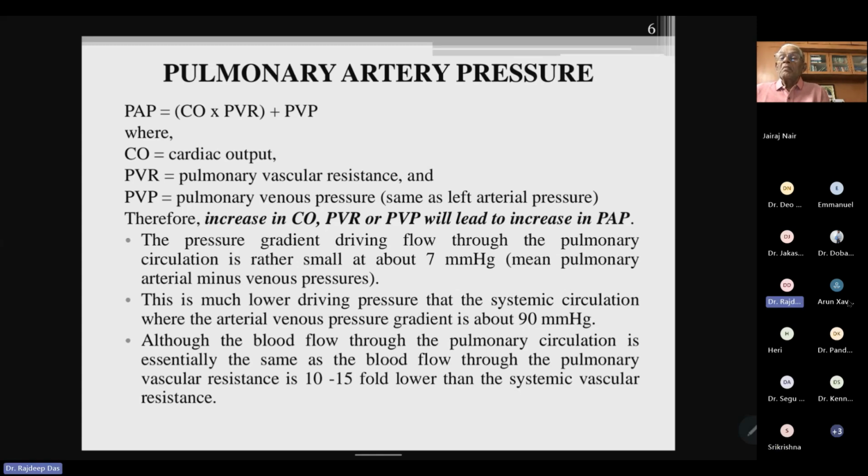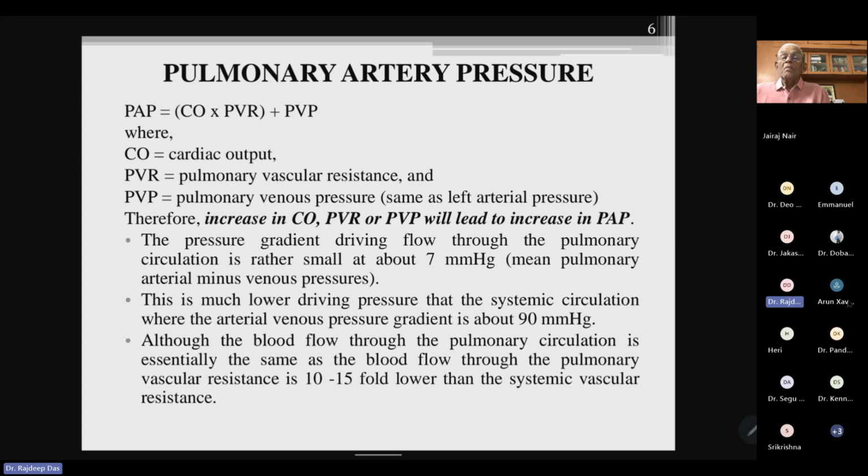The pressure gradient driving flow through the pulmonary circulation is rather small, at only about 7 millimeter of mercury. That is the gradient between the mean pulmonary artery pressure minus pulmonary venous pressure. This is a much lower driving pressure than the systemic circulation, because the gradient in the systemic circulation is about 90 millimeter of mercury.